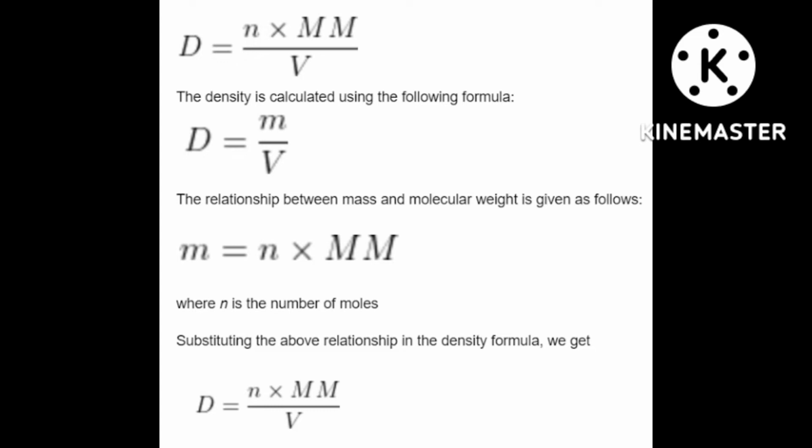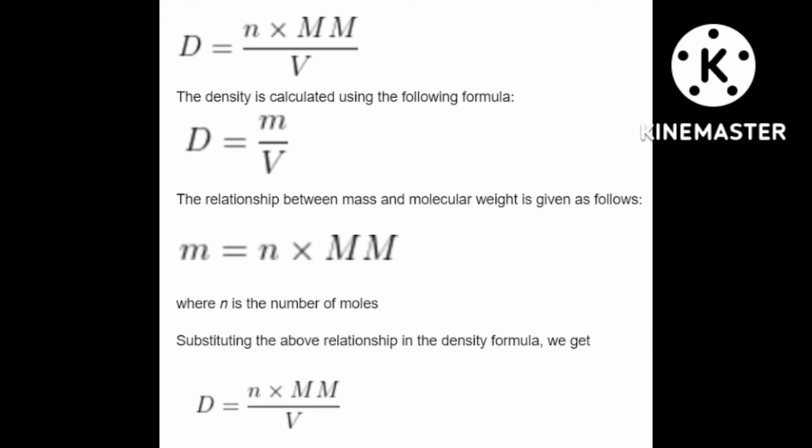Rearranging, you will get M is equal to d into RT divided by P. This is the relation between density and molar mass or molecular weight. Correct? Molar mass, molecular weight also you can tell. This is the relation between M and d, means molecular mass and density. M is equal to dRT divided by P. This is a very important relation.